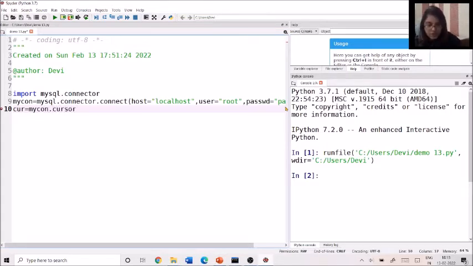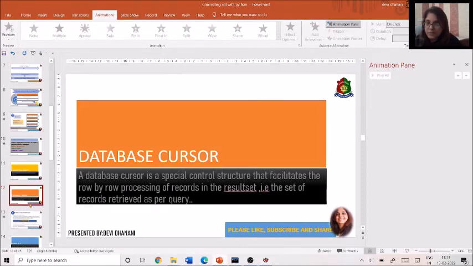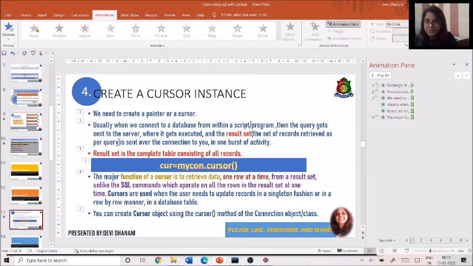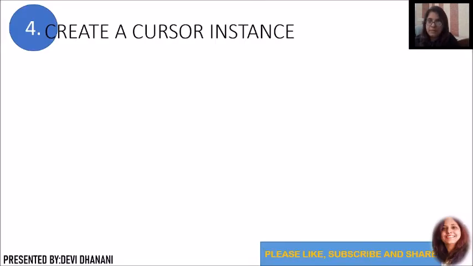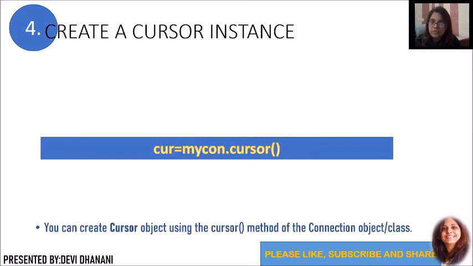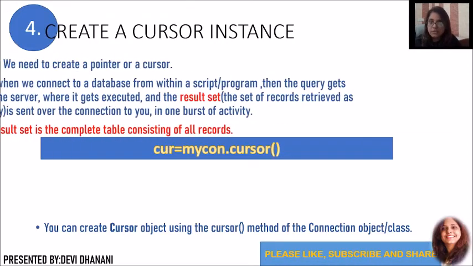Using the cursor function, I will create a cursor object. Now what is the use of this cursor object? Basically, the cursor object is called the cursor instance over here. So you can create the cursor object using the cursor method of the connection object.